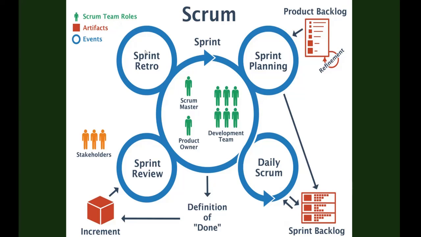Scrum team, we have 3 roles: product owner, Scrum Master, and the developer. Then we have 3 artifacts: product backlog, sprint backlog, and then increment. And then we have 5 events: sprint planning, daily scrum, sprint review, sprint retrospective, and the sprint as a sprint. 5 things.